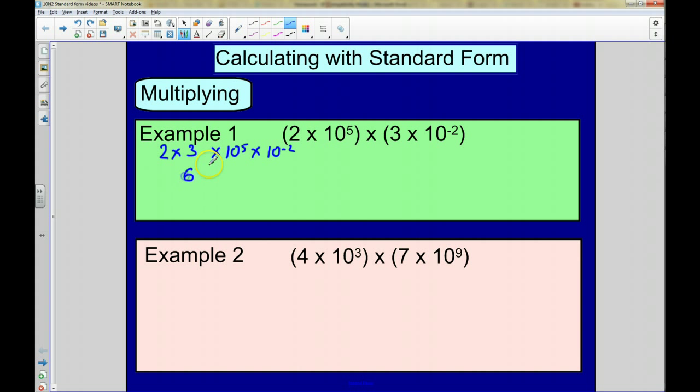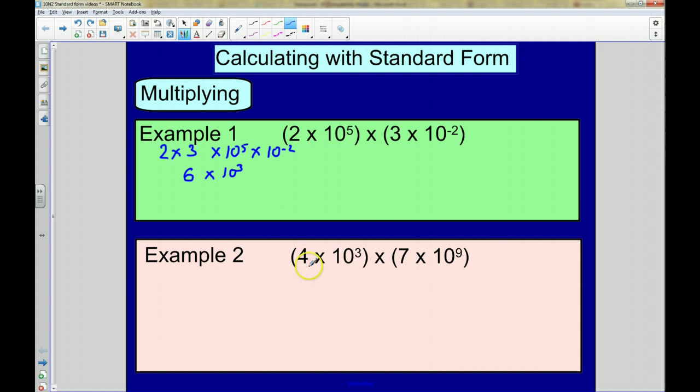so I can put 6 there, and this bit here, or 10 to the power of 5 times by 10 to the power of negative 2, because the base number is 10 in both of these, I can just add these powers together, and 5 add negative 2 is 3, so that's going to make this bit here 10 to the power of 3. There you go, and that's my answer, 6 times 10 to the power of 3.